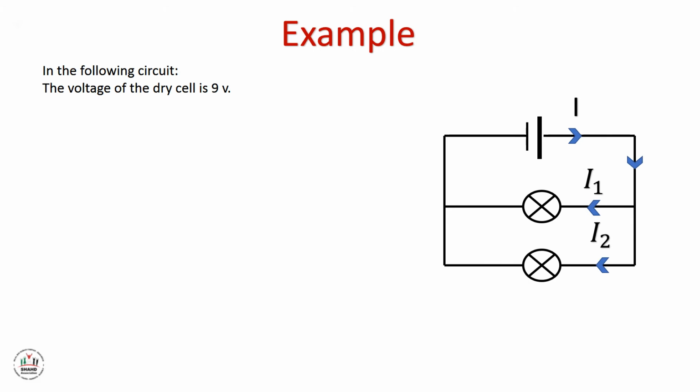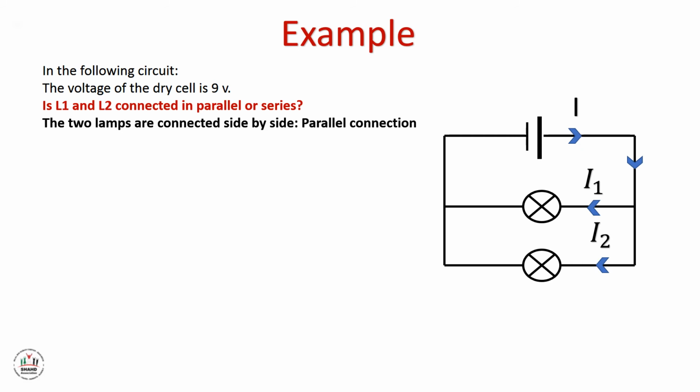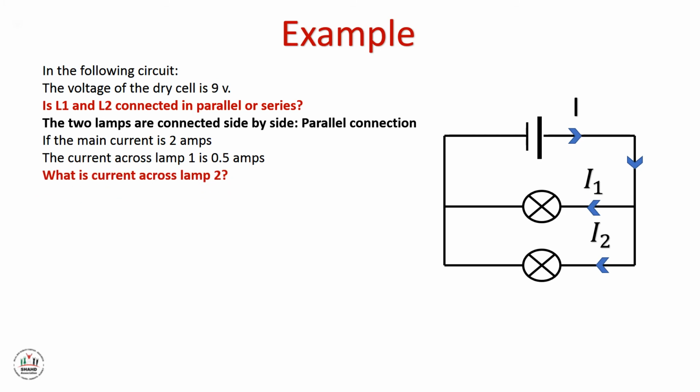To make the laws in the parallel connection clear, let's do the following example. In the following circuit, the voltage of the dry cell is 9 volts. Are L1 and L2 connected in parallel or in series? As we can see, the two lamps are connected side by side, so they are connected in parallel. Now if the main current is 2 amperes, and the current across lamp 1 is 0.5 amperes, what is the current across lamp 2?